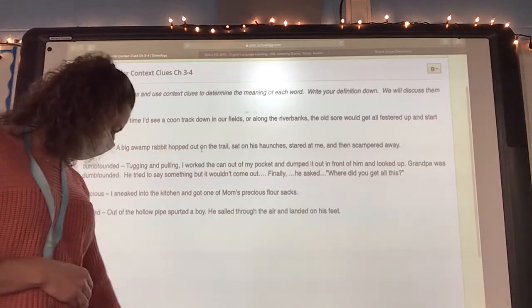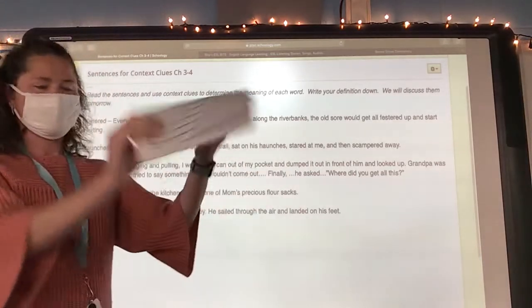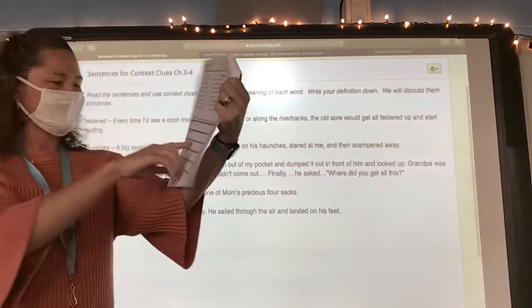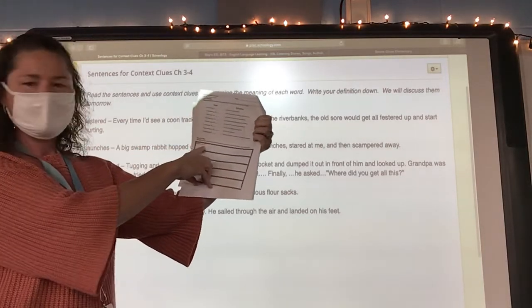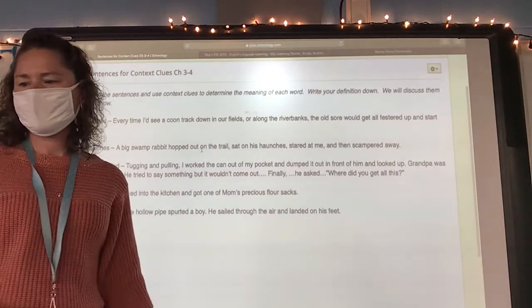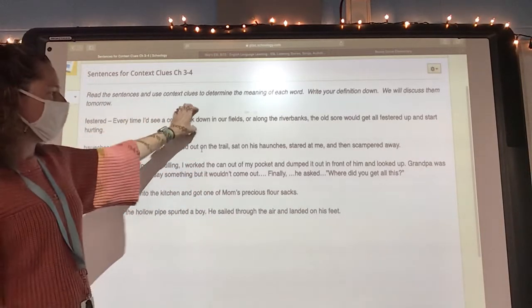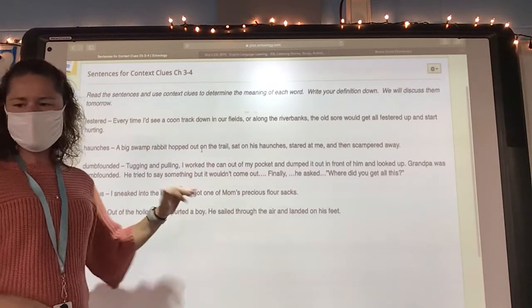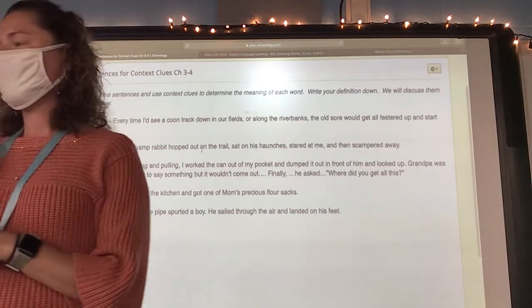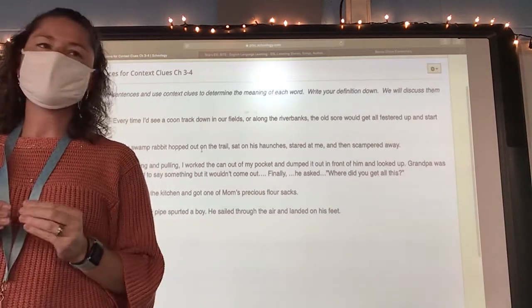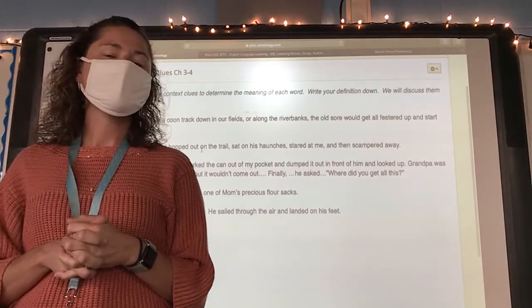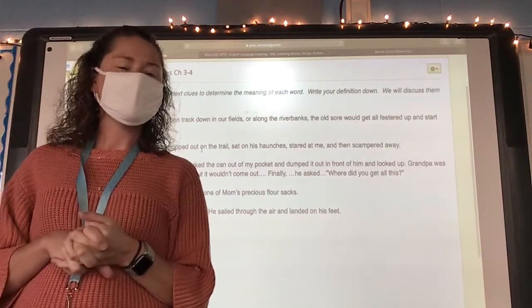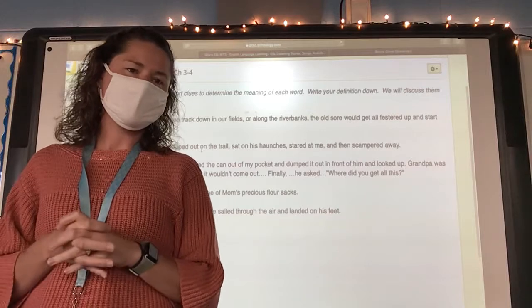Well, we're down here at the bottom, in those sentences. You have to write a definition for the word. So for the bottom half, you're using these sentences to try and come up with a definition. If you're really just not certain, it's okay to look it up. Look it up in a dictionary, or on your iPad.